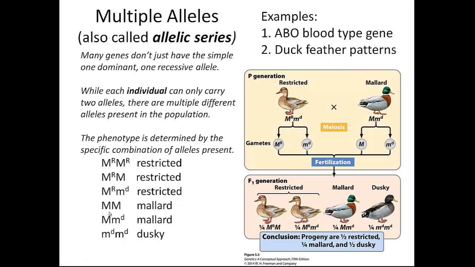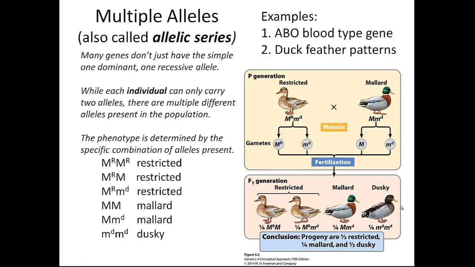So the big MR is actually called a restricted phenotype. That is shown by this brown color over here. And then if we have big M, that is called mallard, and mallard feather pattern is shown in this individual. And then we have little md codes for dusky, and dusky is this black and gray phenotype.